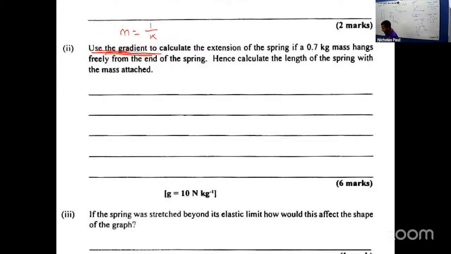Next, calculate the extension. As soon as I see that, I know that from the formula with Hooke's law, extension is F over k. And they give you a mass. It helps calculate the length of the spring when it is attached. So they want the final length, right? This will be the final length.